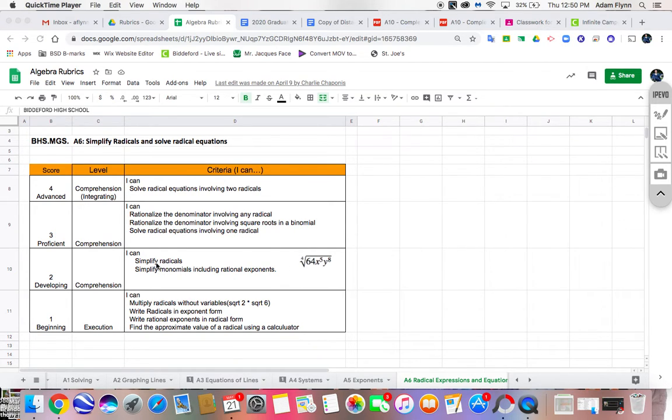You might also remember that once we finished level 2, we went straight to A7. And I said at the end of the year, we would come back and do level 3 and level 4. Level 3, you can rationalize the denominator involving any radical, and level 4, you can solve radical equations involving 2 radicals. So we were happy with that. We did A6. We took a summative that was only out of 60 points. You can check back on Infinite Campus and take a look at that. We headed on to A7. We did A8. We did A9.